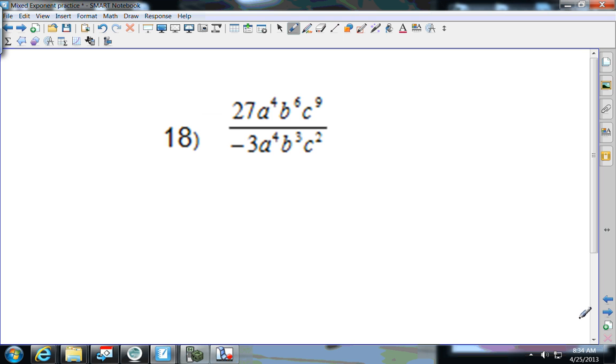Here's the next one. Pause video, take a minute and try and answer this one. Here you're going to take 27 divided by negative 3. You get negative 9.